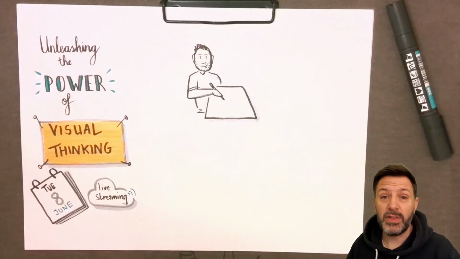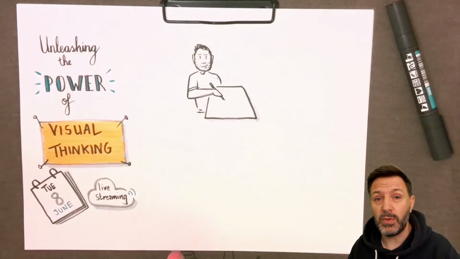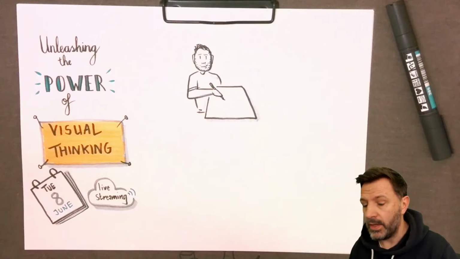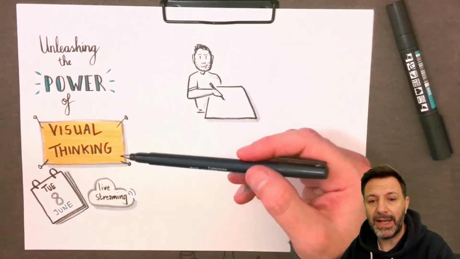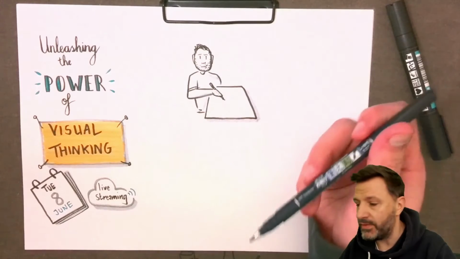Okay, so I'm going to practice what I preach now and use visuals to help explain what we're going to cover in the course and the structure for the day. So as I've already mentioned, the title of the course is Unleashing the Power of Visual Thinking, and it's live streaming on the 8th of June.